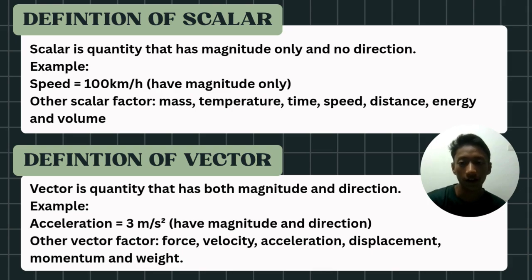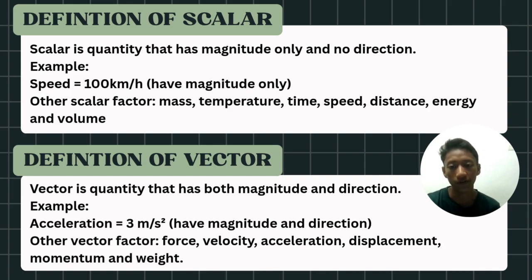For definition of scalar, scalar is quantity that has magnitude only and no direction. So, for example, the speed of 100 km per hour, it only has magnitude. Other examples for scalar are mass, temperature, time, speed, distance, energy, and volume.